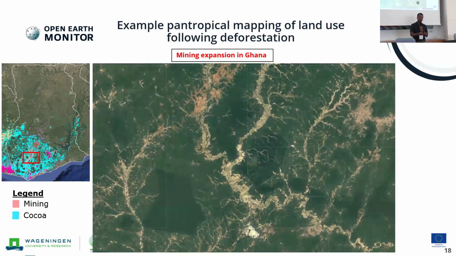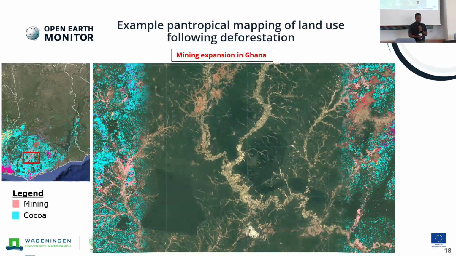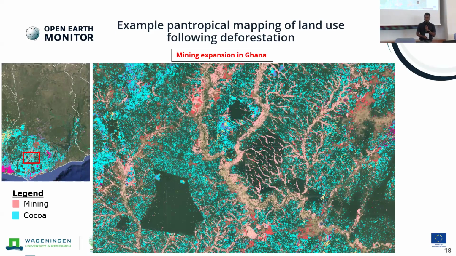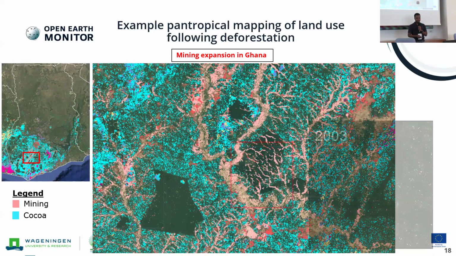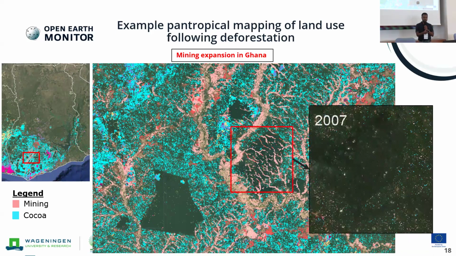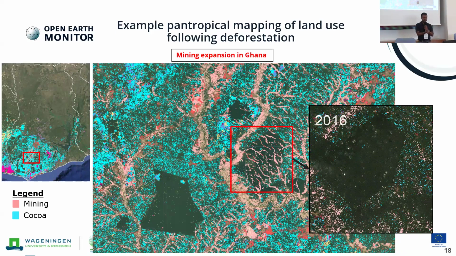Another, we normally talk about, for example, Ghana and Ivory Coast, mostly the impact of cocoa, but there is also impact of mining. Especially in recent years, you can see a lot of this artisanal mining taking place in Ghana. So you can really see, for example, this small part of forest. Just in 1 year, in 2023, the entire forest patch was gone.